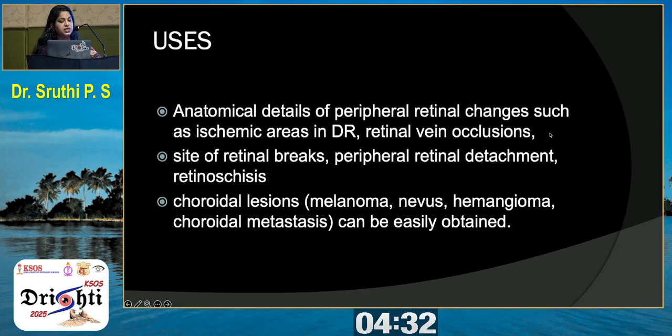So wide field OCT, what are the uses? It is basically used for peripheral retinal changes, like looking for the ischemic areas in DR and vein occlusion, and looking for the site of retinal breaks, peripheral retinal detachment, and retinal schisis. It is also used in evaluating choroidal lesions like melanoma, nevus, hemangioma, and choroidal metastasis.